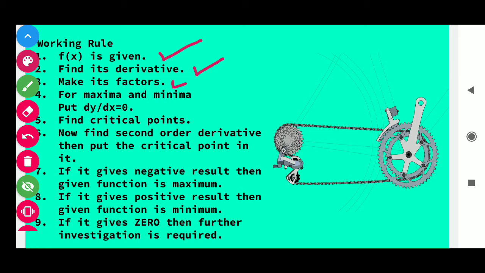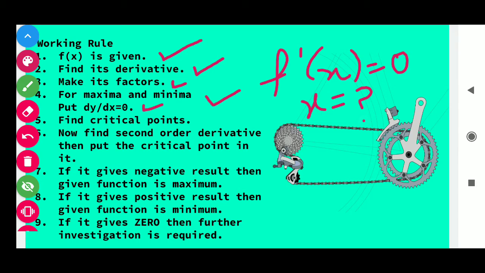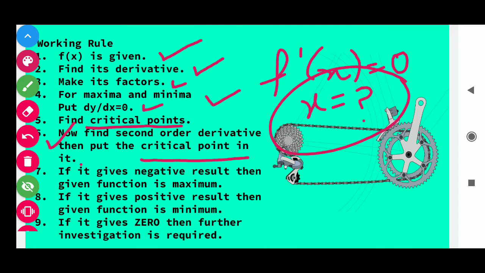Now students, for maxima and minima, you have to put dy over dx equals 0. We can also write it as f dash x equals 0. Now we get the values of x, and these values of x are called the critical points. Now find the second order derivative, which you have already studied in higher order derivatives. Then put the critical point in it. Critical points are the values of x that we have already found.